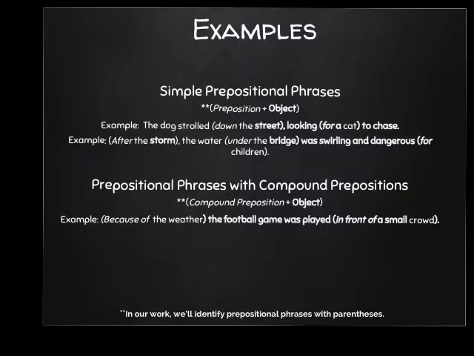Now let's take a look at some prepositional phrases in context of sentences. We have some examples on this page, some with simple prepositional phrases and some with compound prepositions in the prepositional phrase. So the first example, the dog strolled down the street. Down is the preposition, street is the object of the preposition. For a cat, preposition, object of preposition. And the second sentence, the prepositional phrases are marked for you in parentheses.